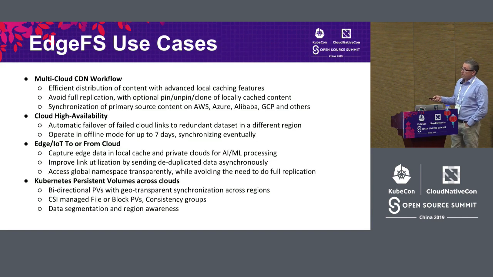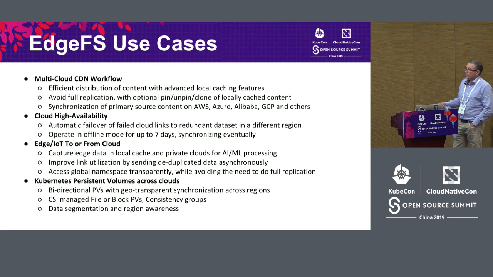Use cases to mention. There are different use cases, and I think the most important ones are here. The multi-cloud CDN workflow. Obviously it's a classic content delivery network: you avoid full replication, you can do pin-on-pin of local cache content, and synchronization of the primary source from AWS, Azure, Alibaba, and others. Cloud high availability. So cloud can fail, your site can fail, so you need automatic failover. You need some failover over the cloud links. So redundancy is critically important.